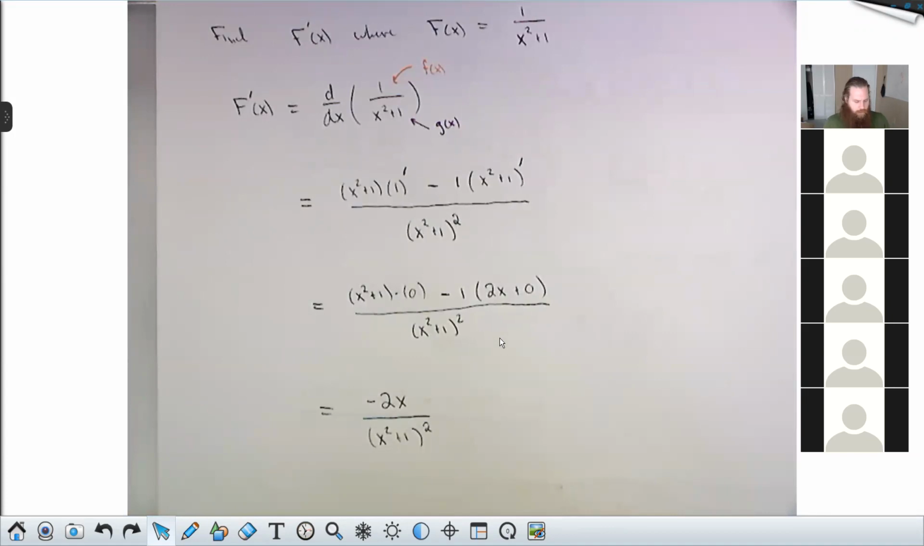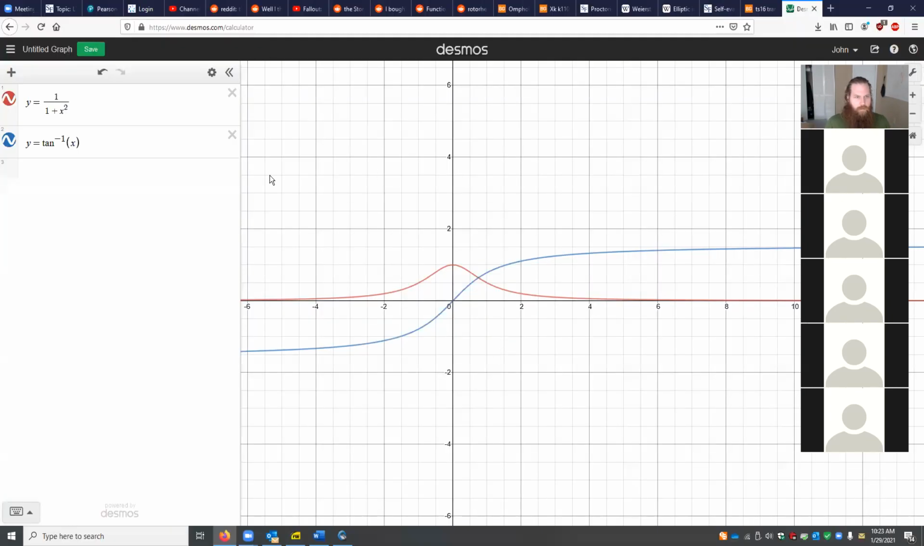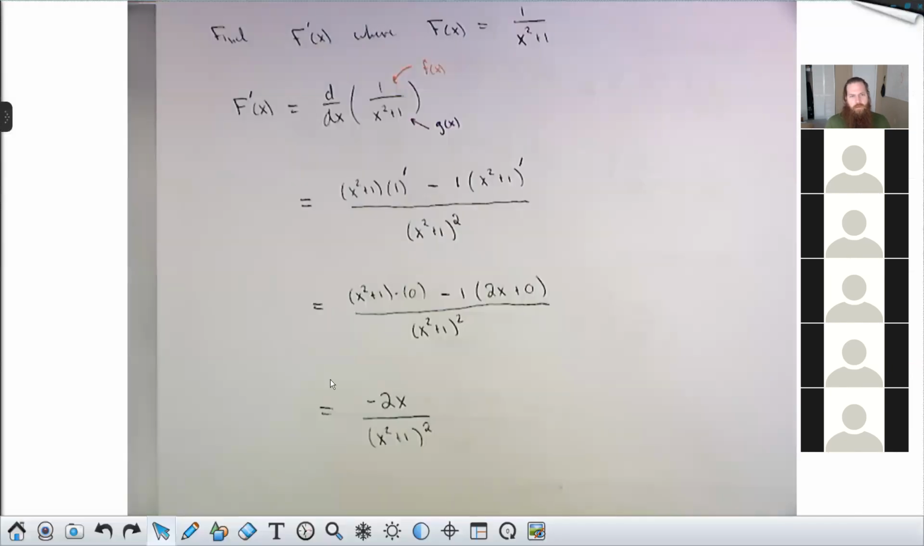I want you to imagine for a minute, let's come back to this Desmos graph and get rid of the arctan thing. I don't care about him right now. Imagine for a minute that I asked you to find where this function has a maximum. We'll talk about this stuff in detail soon, but just think along with me for a minute.